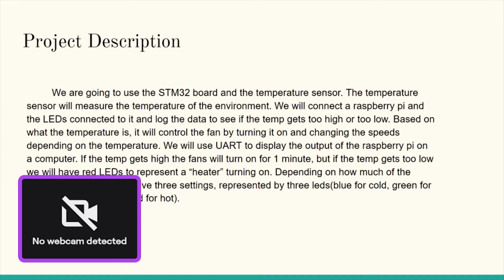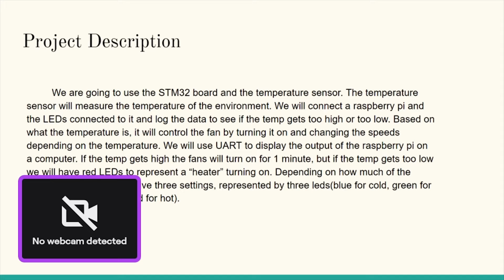For our project description, we basically used a STM board and a temp sensor. Our temp sensor will measure the temperature of the environment. We'll connect a Raspberry Pi and LEDs to the STM to log data to see if the data gets too high or too low. We also have a fan connected that changes speeds depending on the temperature. Then we'll also use UART to display the output from the Raspberry Pi on a computer. And it'll also save the data onto the Raspberry Pi.